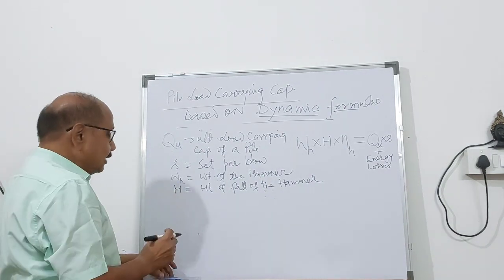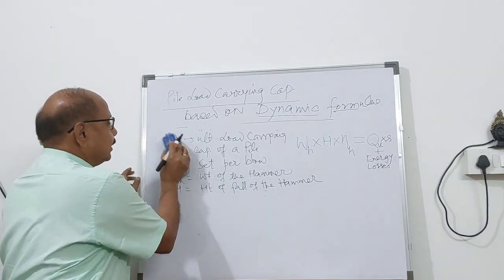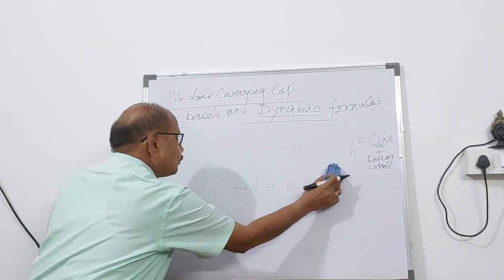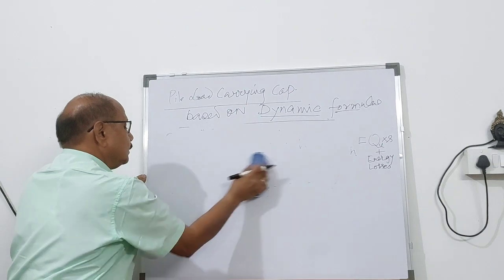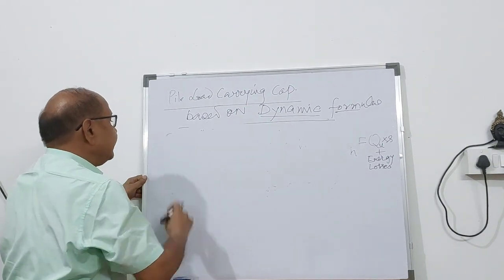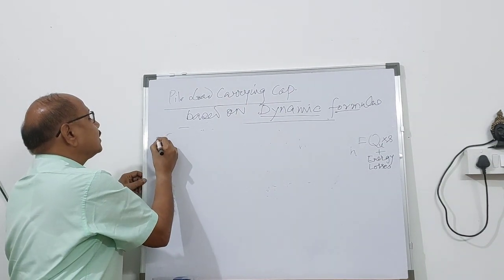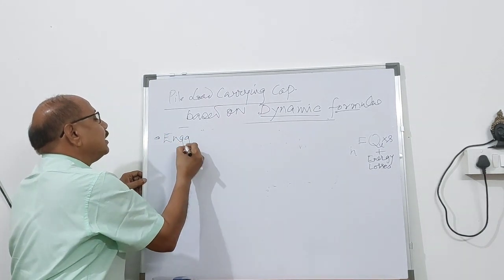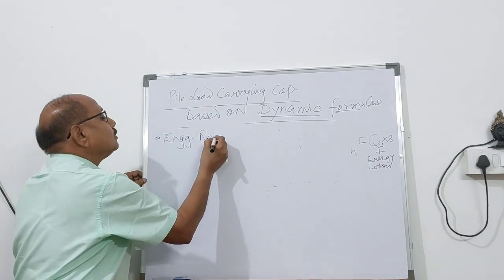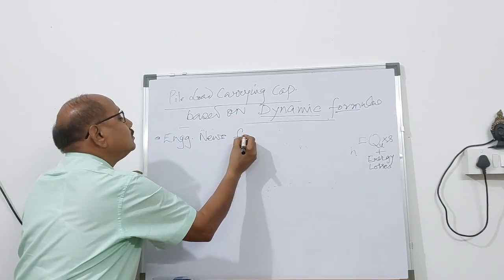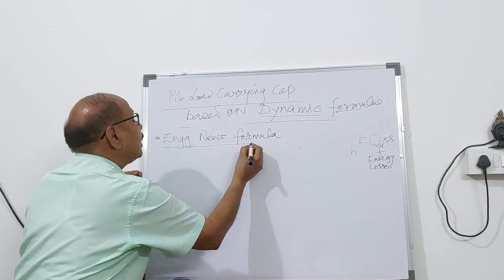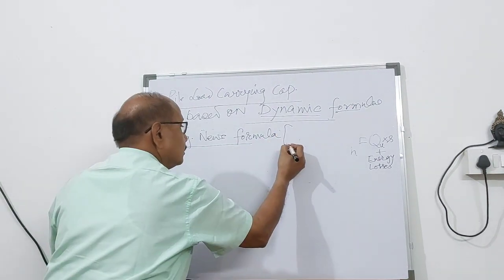So based on this, the first person who worked on this in 1886 gave the engineering news formula. This formula is given by Wellington.